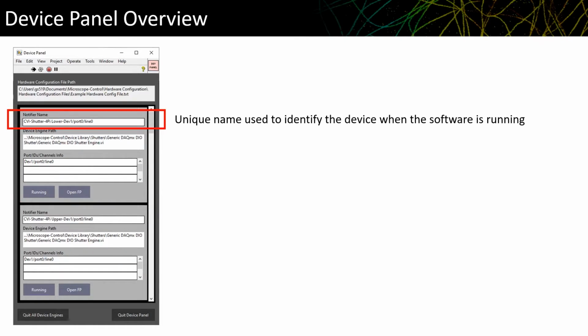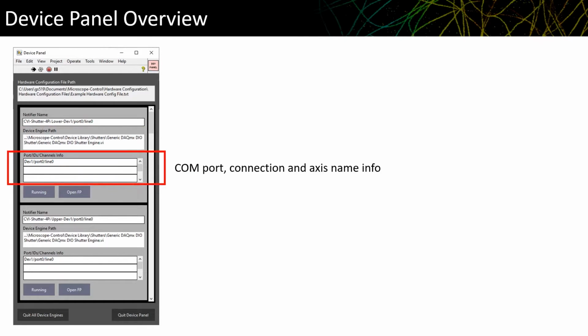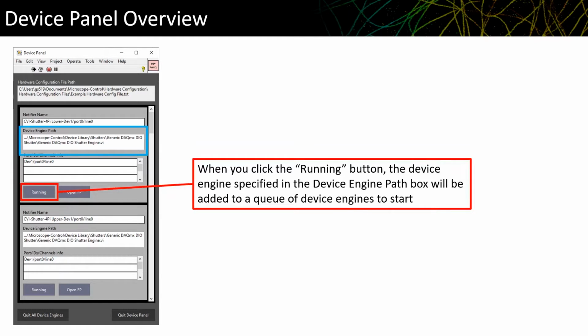For each device, we have, hopefully, a unique notifier name, sort of an address that LabVIEW uses when it's sending commands to the device. Next, we have the path to the low-level device engine set in the configuration file. Below that, we have the port ID/access information for the device. And finally, we have two buttons. The first can be used to start or stop the low-level device engine and also serves as an indicator for whether the device engine is running or not.